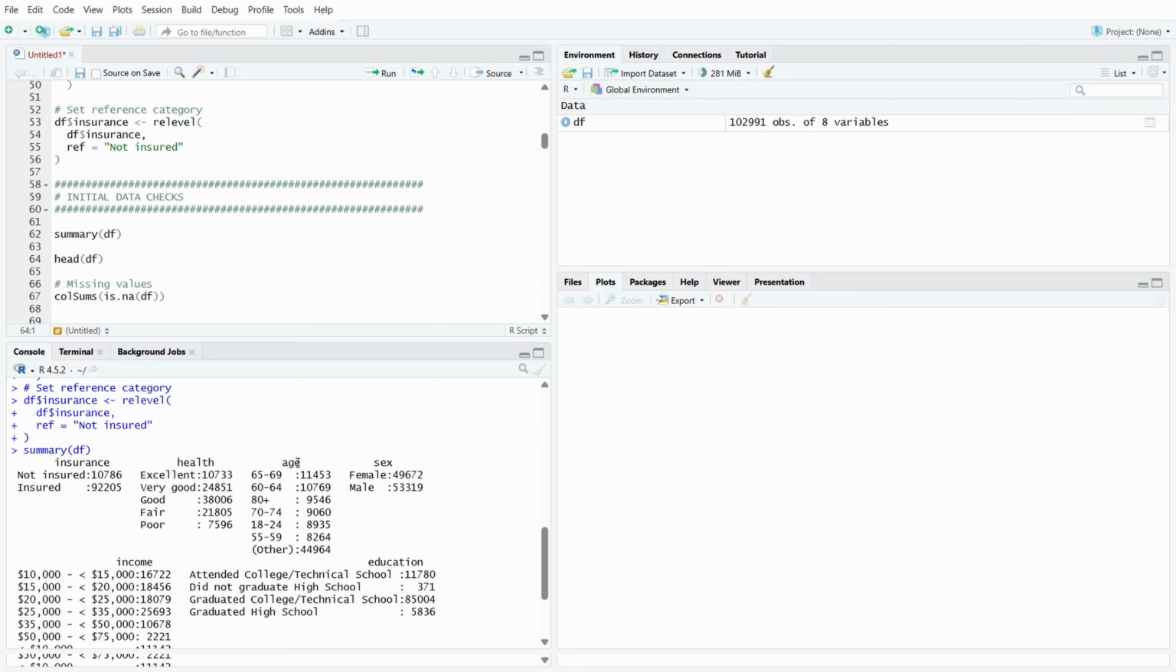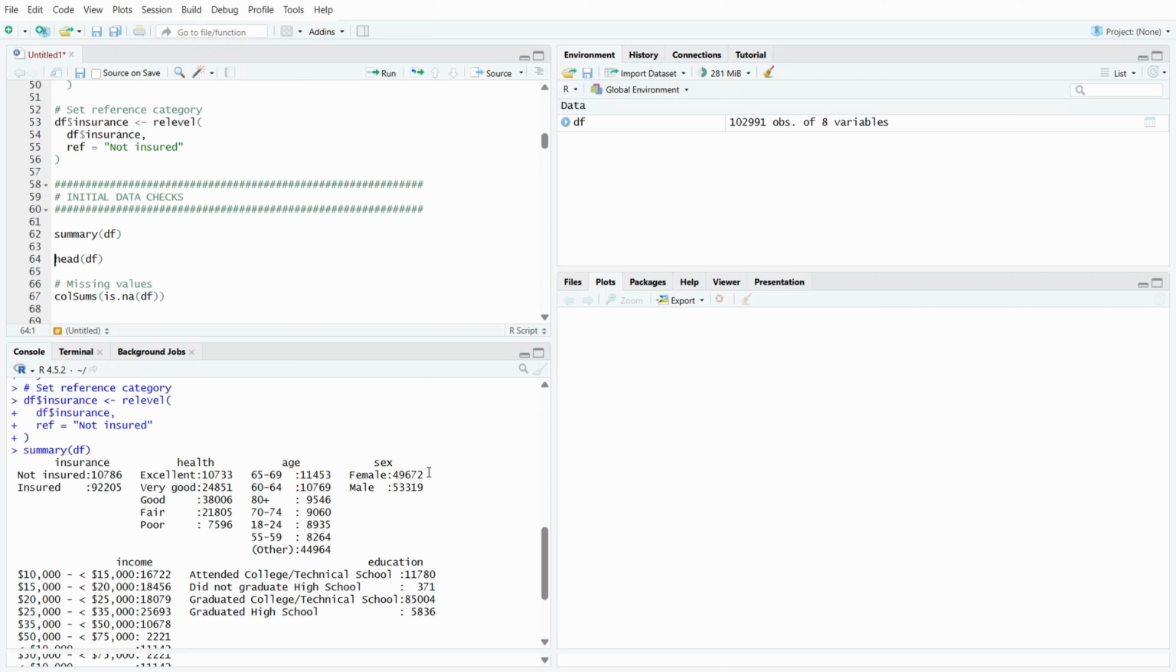Next, we look at the age distribution. The dataset contains respondents across multiple age groups. The largest age category is 65 to 69 years old, followed closely by 60 to 64. We also see a substantial number of younger adults, including respondents aged 18 to 24. Overall, the age distribution suggests that the dataset includes a relatively older population, with many respondents concentrated in retirement age categories.